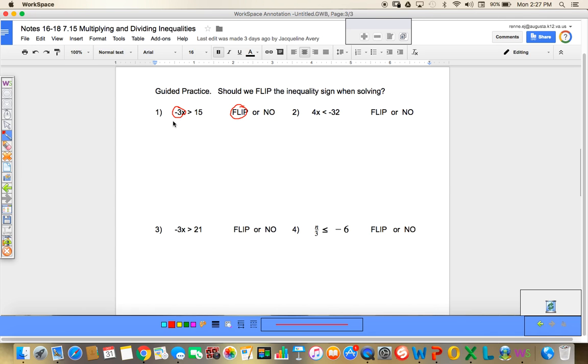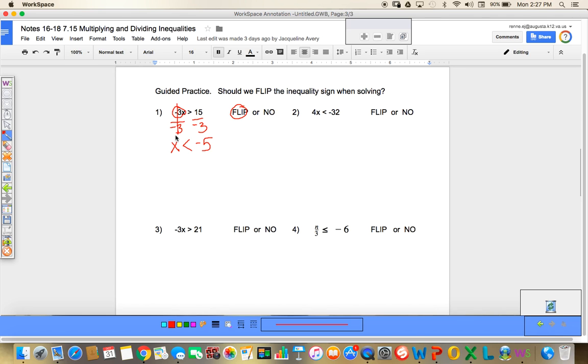So the opposite of multiplication is division, so we're going to divide both sides by negative 3. Negative 3 divided by negative 3 is a 1 in disguise, so x. Now, we said we have to flip the inequality sign, so we're going to move it from greater than to less than, and 15 divided by negative 3 is negative 5.